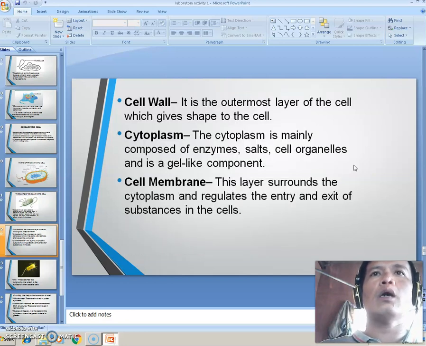Cell wall is the outermost layer of the cell which gives shape to the cell. Cytoplasm. The cytoplasm is mainly composed of enzymes, salts, and cell organelles, and is a gel-like component. Cell membrane. This layer surrounds the cytoplasm and regulates the entry and exit of substances in the cell.